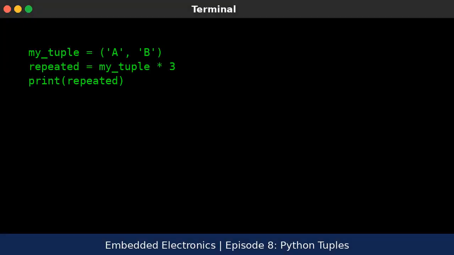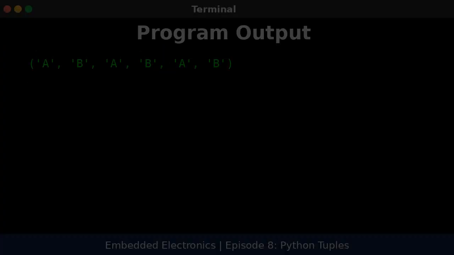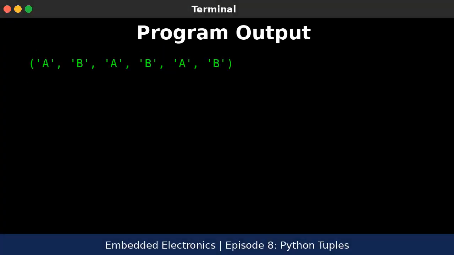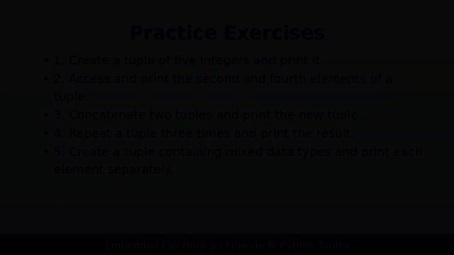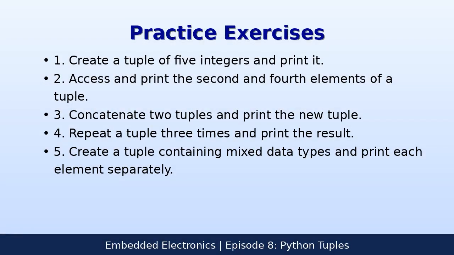Here, the tuple elements are repeated 3 times using the multiplication operator. The output of example 4, repetition of tuples, is as follows: A, B, A, B, A, B. Here are 5 exercises for you to practice. Try writing these Python programs by yourself to strengthen your understanding.